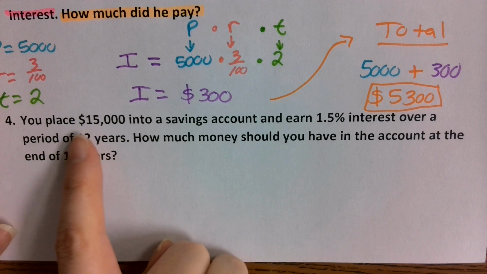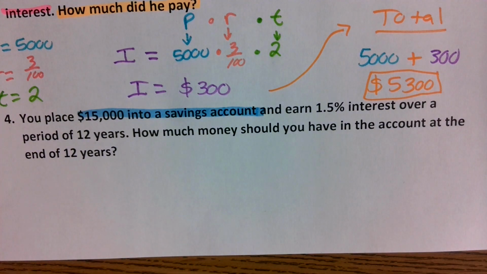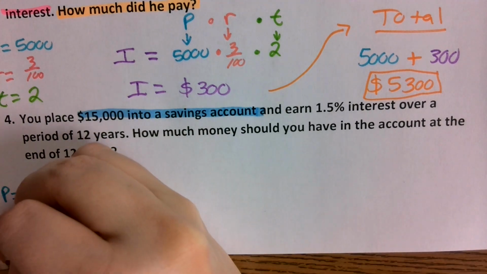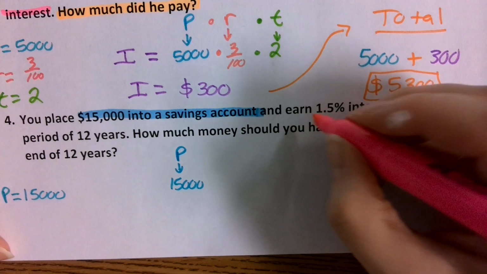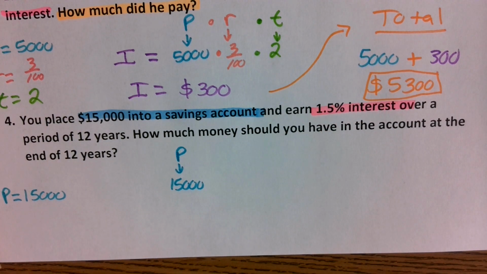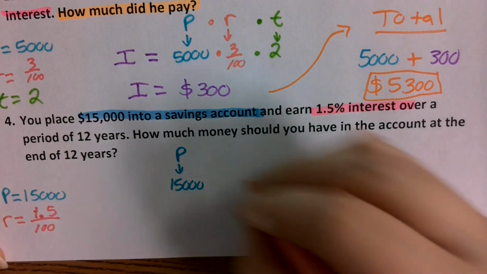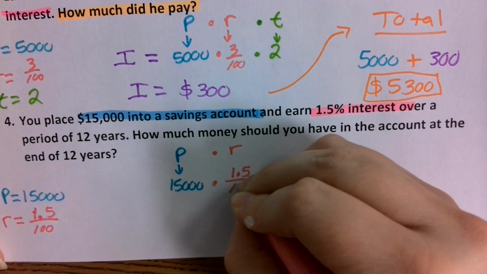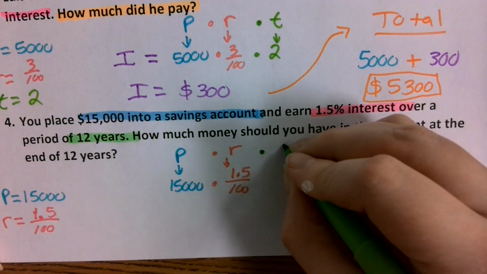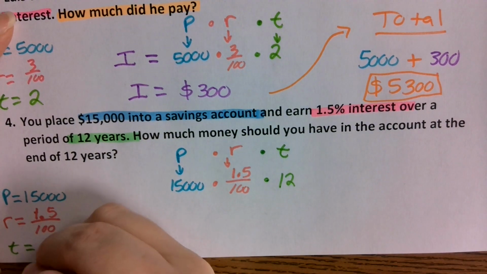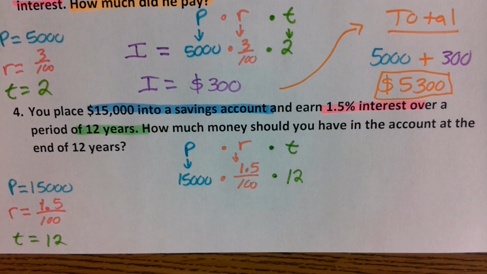All right, number 4, you place $15,000 into a savings account. Okay, so this is not a loan. This is money that you are saving, but it's still considered to be a principal, $15,000. Okay, so you're putting it into an interest rate of 1.3%. Sorry, not 1.3, 1.5%. So we're going to put 1.5 over 100. 1.5 over 100 is going to be the rate. You're going to do this for a period of 12 years. So your time, T, is going to be 12. We want to know how much money should be in the account at the end of 12 years.